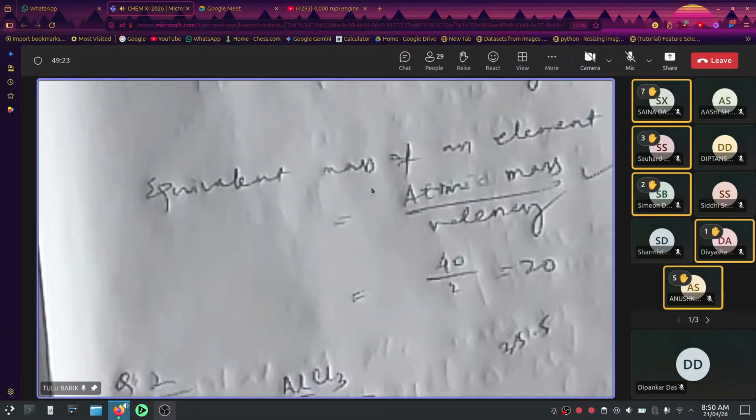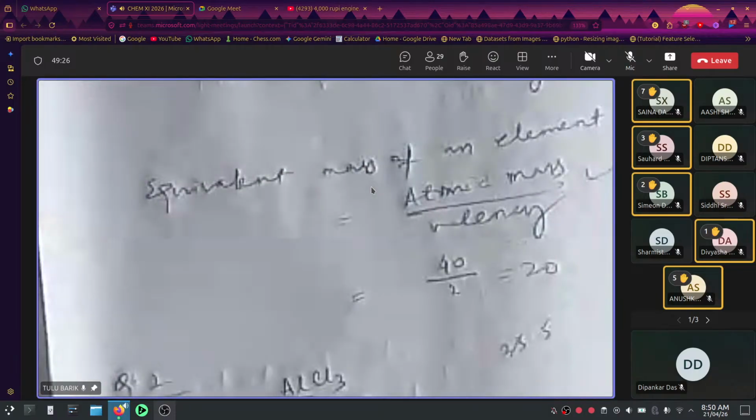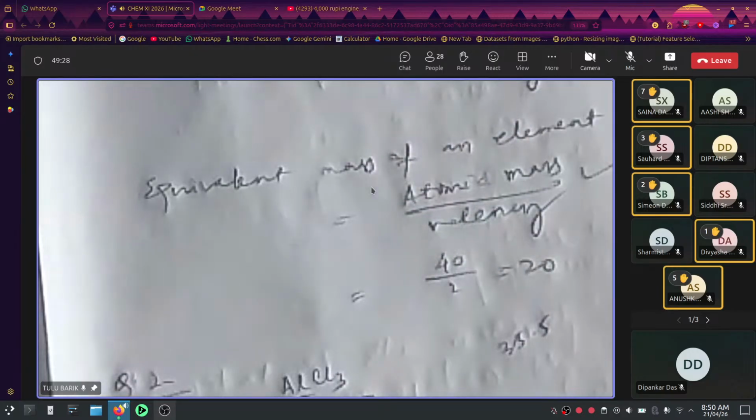Let us close now. Tomorrow we'll discuss more about equivalent mass and some numericals like this. Okay.